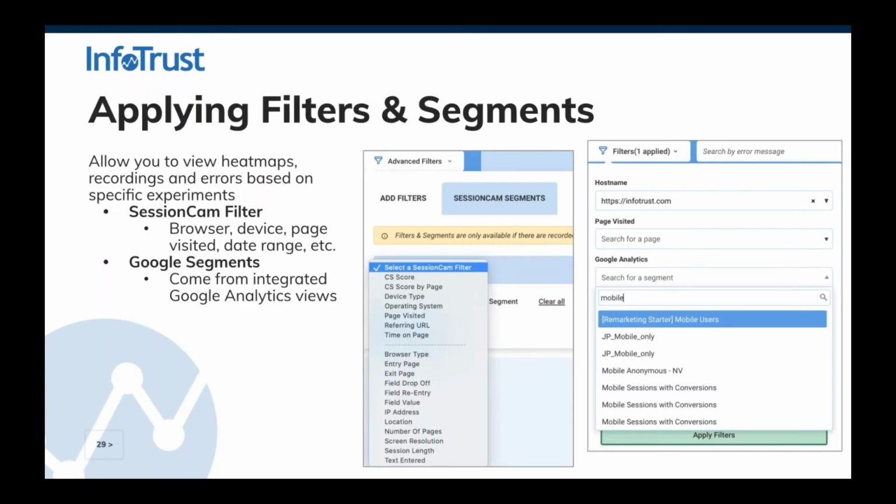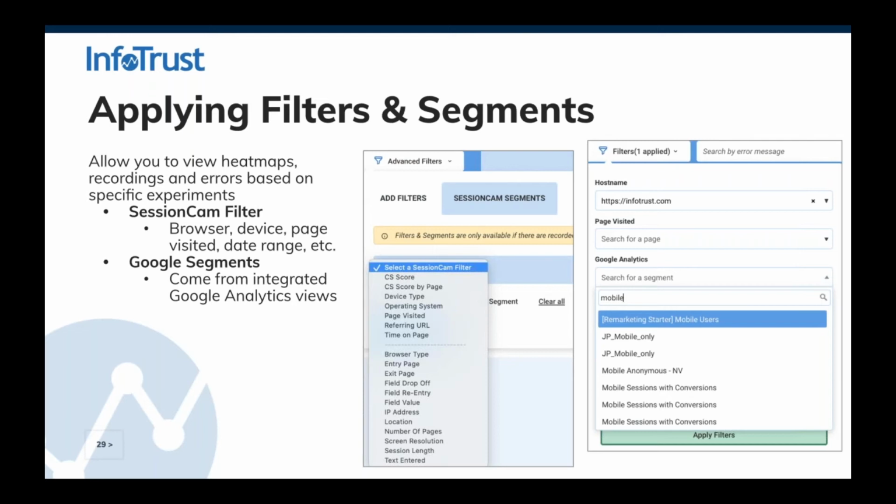We've talked about a number of these features already, but one of the features that we haven't talked about a lot yet is the ability to apply filters and segments. Based on the integrations that you set up in SessionCam, you can view heat maps, recordings, and errors based on specific experiments or your analytics tool. So for example, Google Analytics.